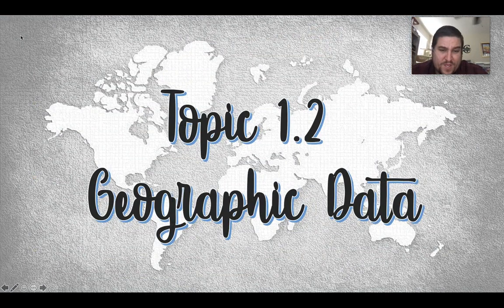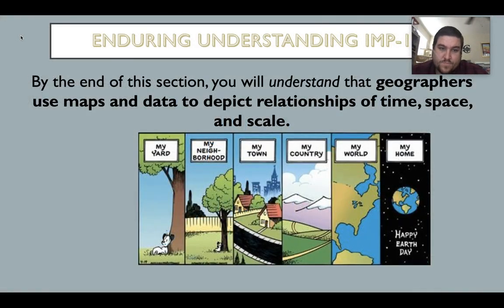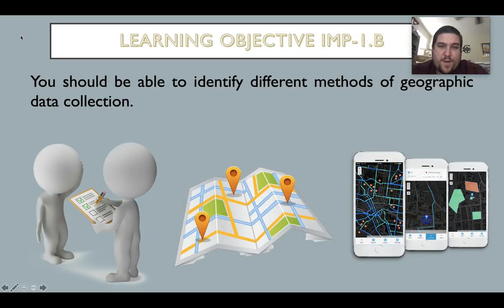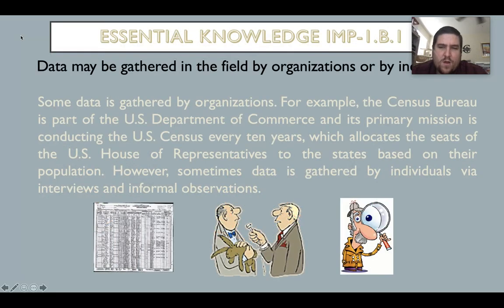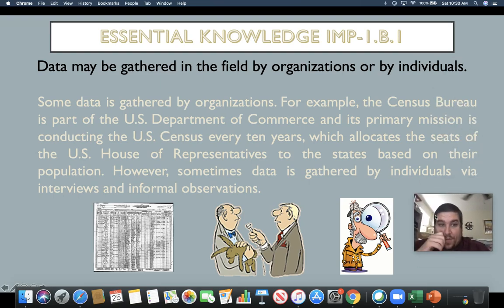So topic 1.2 is all about geographic data. You should be able to identify different methods of geographic data collection. So one, throw that down here for the slide. Data may be gathered in the field by organizations or by individuals. When we talk about the collection of field data, it happens two ways.